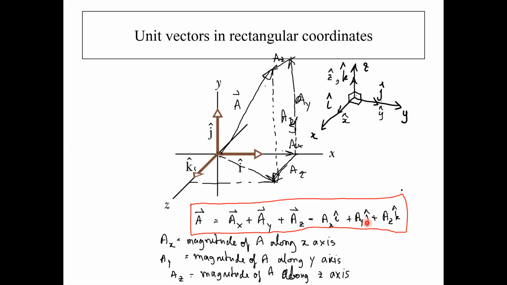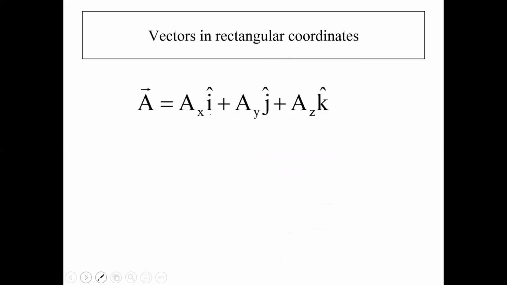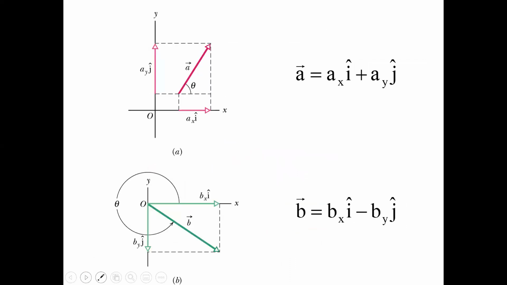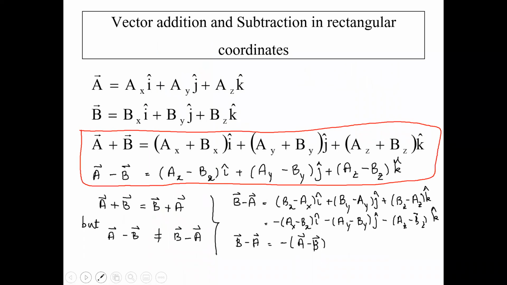And then Ay j and Az k. This is vector A represented in rectangular coordinates. And it makes it easier to do addition or subtraction by just adding them up.